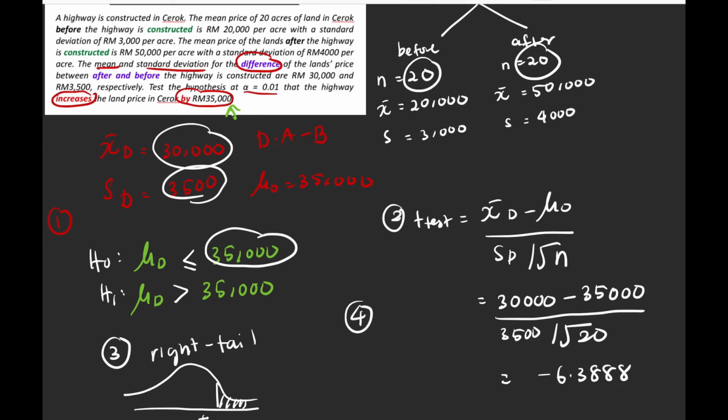Number 4, the decision is reject H null. Number 5, the conclusion is I reject my H null. So enough evidence to support the claim. Right, so try to do on yourself with this guidance. Okay, that's all for the 3.3.2 hypothesis testing dependent sample.